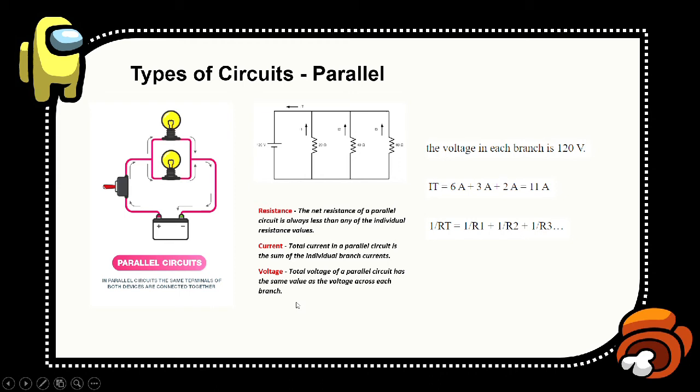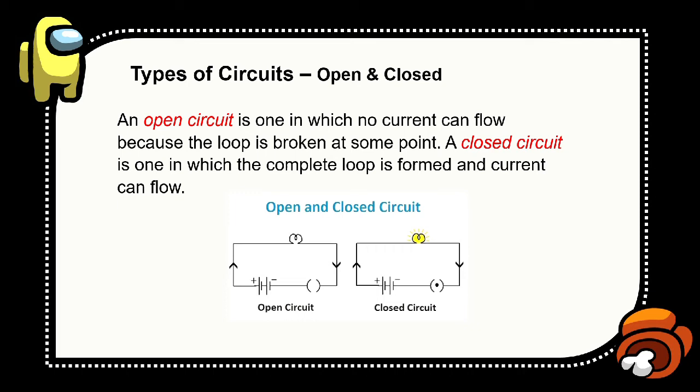To proceed with the next type of circuit, which we call the open and closed circuit. An open circuit is one in which no current can flow because the loop is broken at some point. And a closed circuit is one in which the complete loop is formed and current can flow. So the most basic example of this is one with a switch. So if the switch is off, it is an open circuit because no current flows.